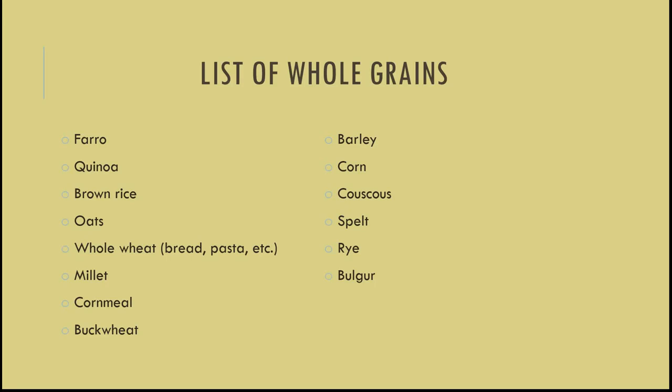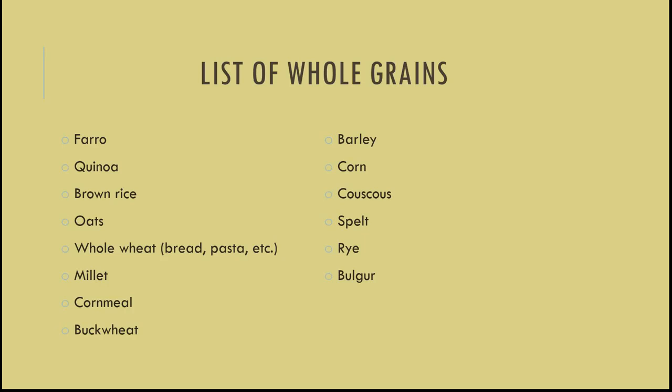These are some examples of whole grains: things like farro, quinoa, and brown rice. White rice is an example of a refined grain. Brown rice is a whole grain, white rice is a refined grain. Oats are a whole grain, as are whole wheat bread, pasta, anything whole wheat, millet, cornmeal, buckwheat, barley, corn, couscous, spelt, rye, and bulgur. As you can see, there are a lot of different sources of whole grains. It's actually pretty easy to find most of these in a store.